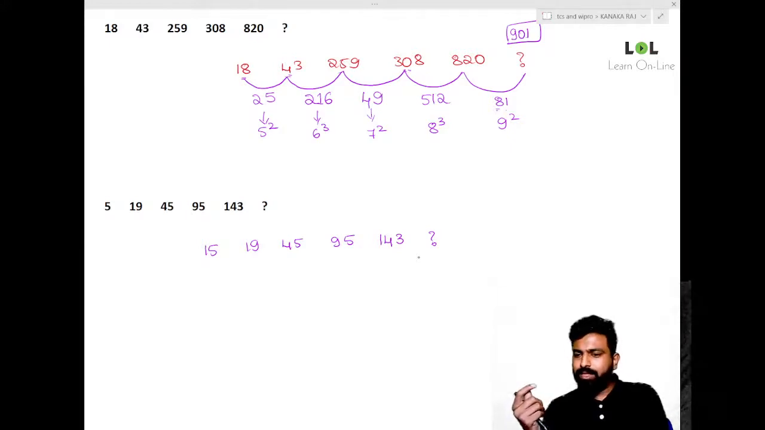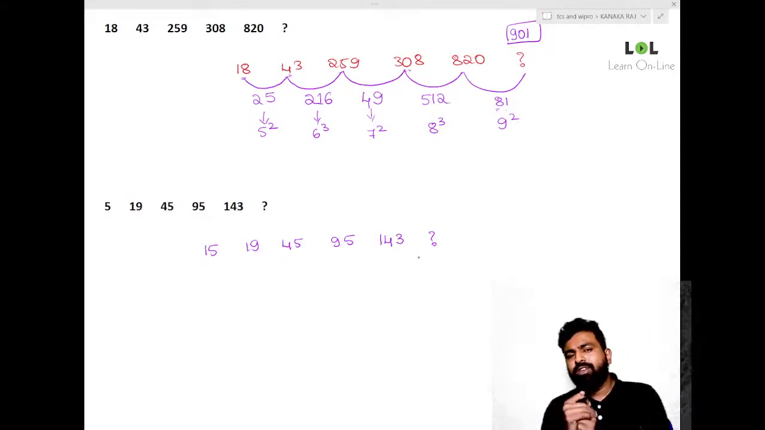Very simple question. Sri Lakshmi, why haven't you come up with the answer yet? Let us see who will come up with the answer first. You're not able to get it.